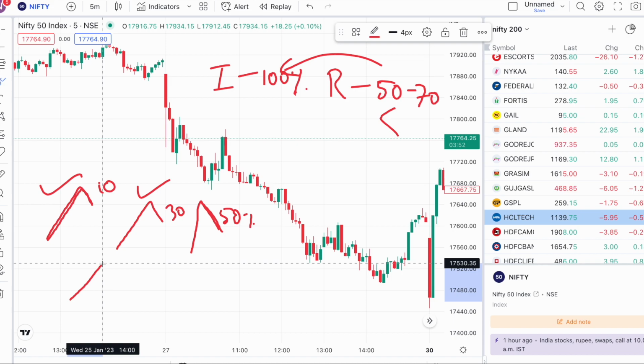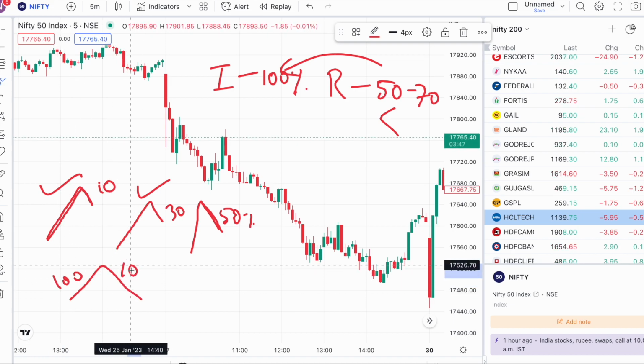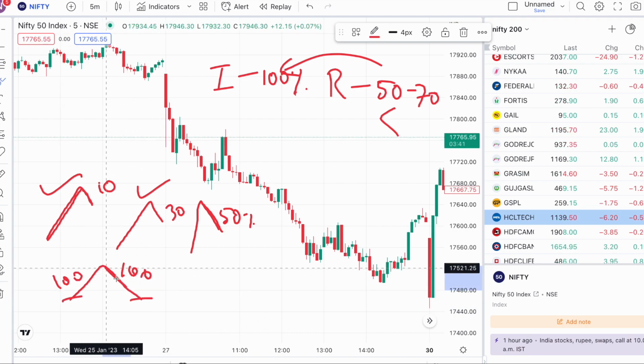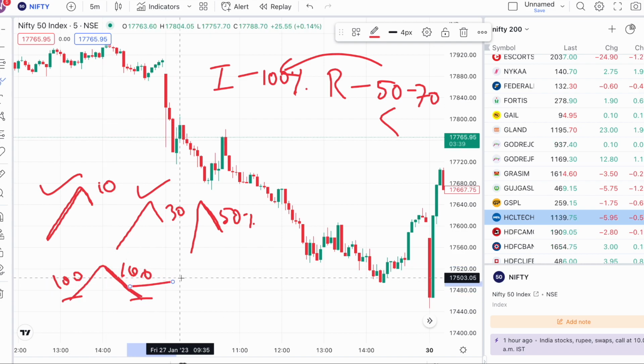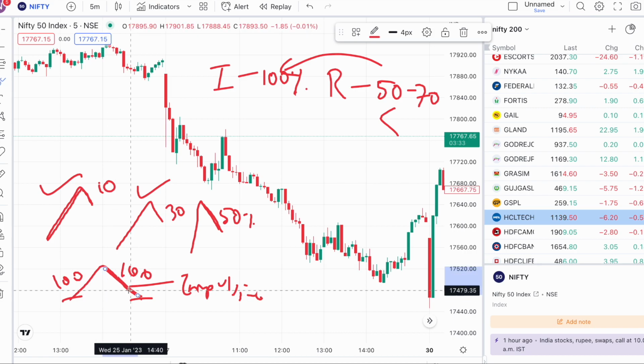Now, if we have an impulsive move and there is a similar reactive move, we do not call this a reactive move. This will also become an impulsive move from the opposite party.